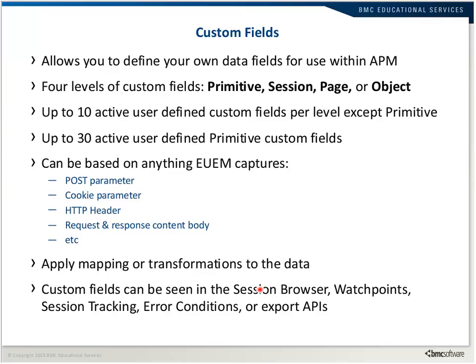Well, we can use that to define our error conditions. We can even track sessions based on that, right? Maybe every request in the body of it says, whatever. If that's unique to that session, we can use that, right? And when we export it in APIs, like I said, we can view that externally, okay? All right, so that's our custom fields.